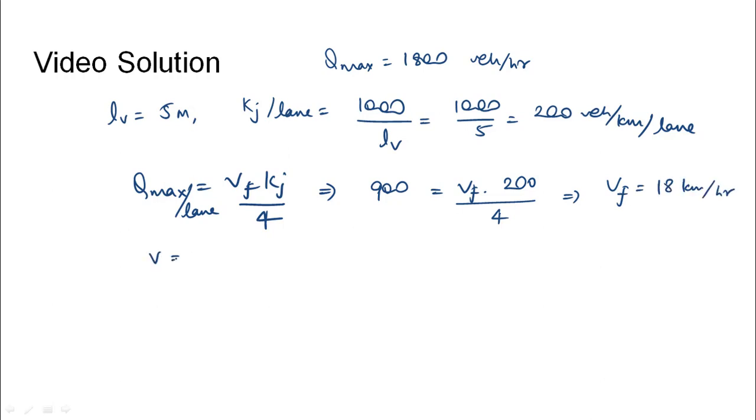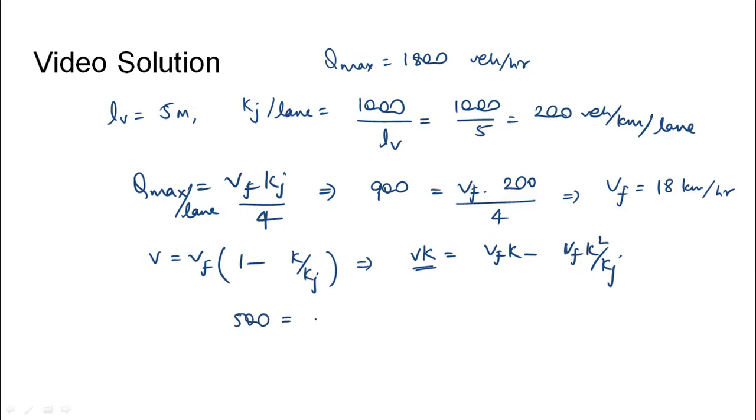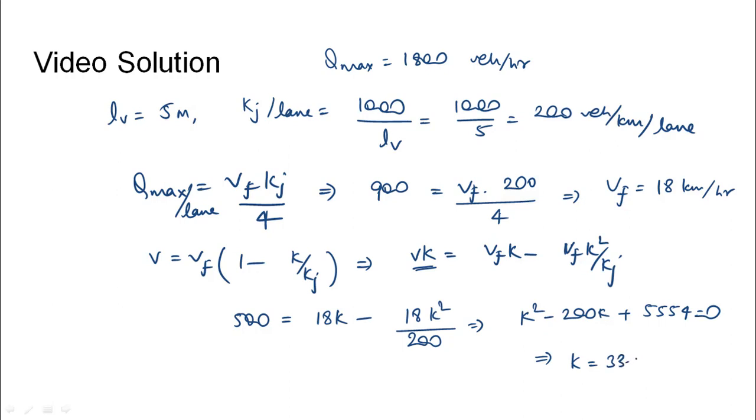From the Green-Shields model we know that V is given by Vf into (1 minus K over Kj). Multiplying K on both sides, we get VK equals Vf into K minus Vf K square by Kj. So V into K would be equal to the flow in one lane, which would be 500, equals Vf, obtained as 18, into K minus 18 K square by Kj, which was obtained as 200. Solving this equation in a simplified form, it would give K square minus 200K plus 5554 equals 0, and the root would be 33.32 vehicles per kilometer per lane.